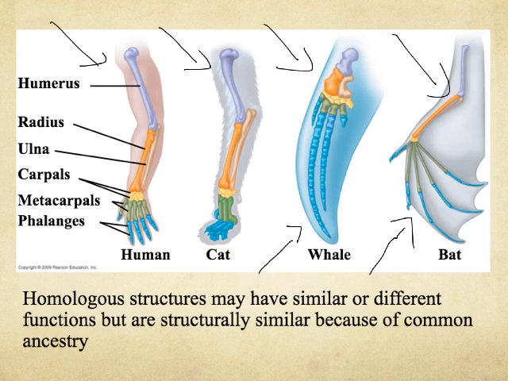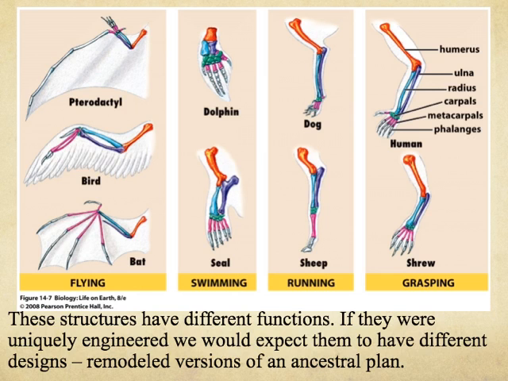This fact that these anatomical similarities exist really suggests that they all came from a common ancestor, even though the functions of these limbs are all very different. Okay? These structures have different functions, so you would think they would look different. If they were uniquely engineered to meet their function, they would have different designs, but they don't, which suggests, again, that they all came from a common ancestor and just changed slightly to meet their function.